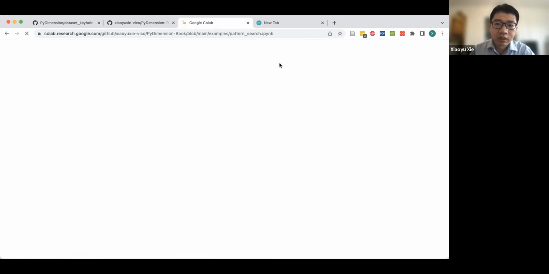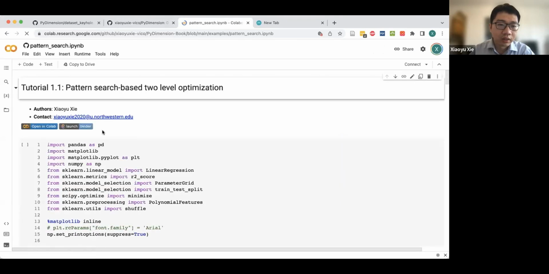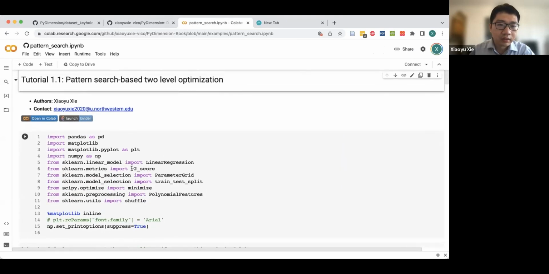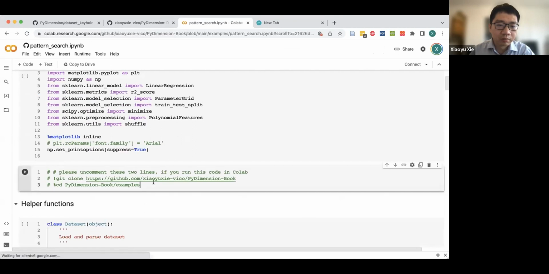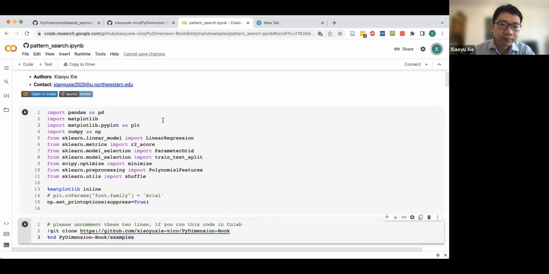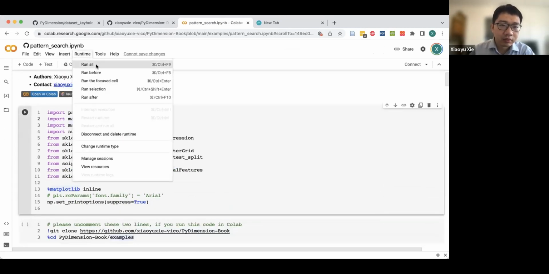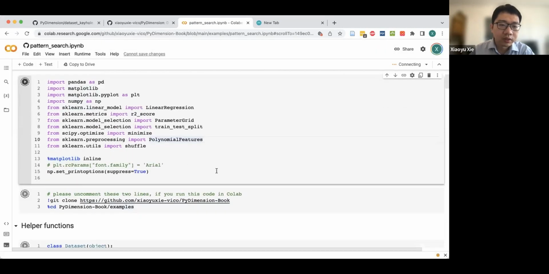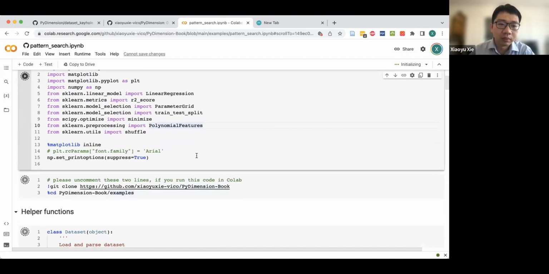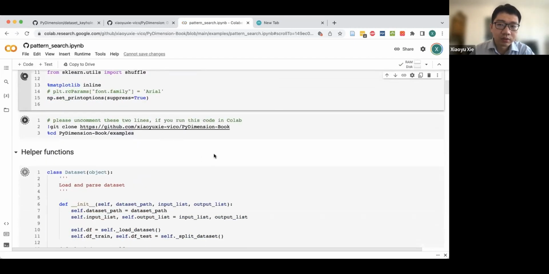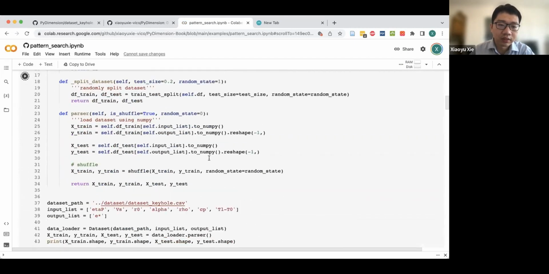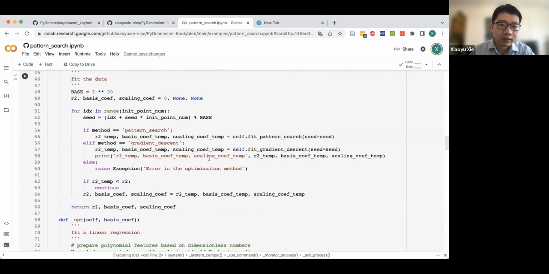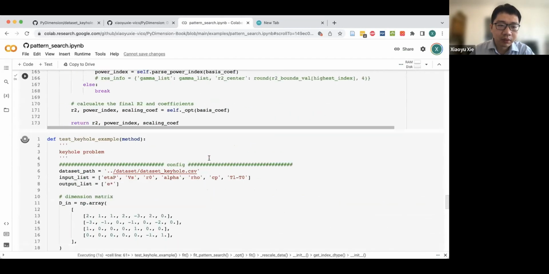If you run it on Colab, please uncomment these two lines, because they help you import your data set. I can run all. The first part imports some Python packages, and this part incorporates a data set. Let's go through the main function.